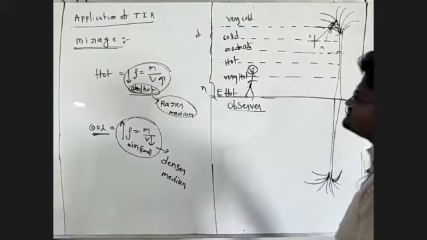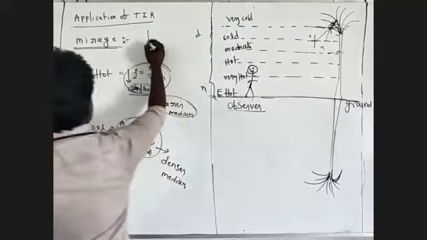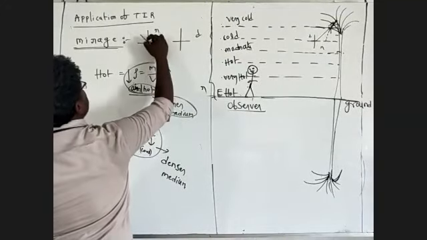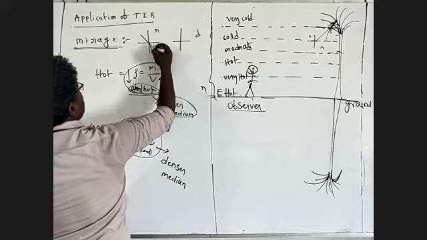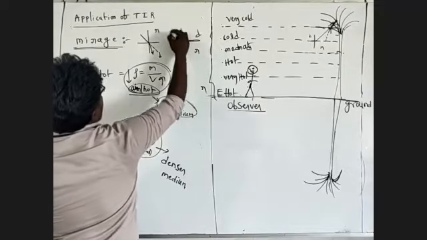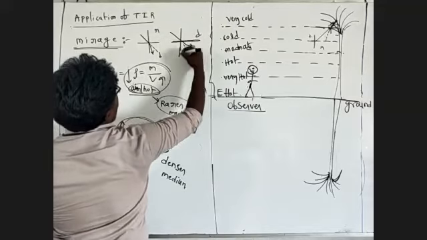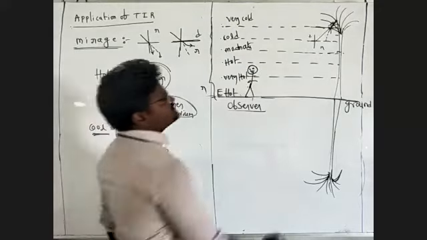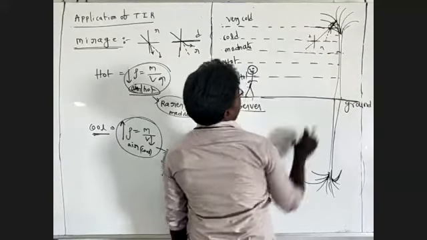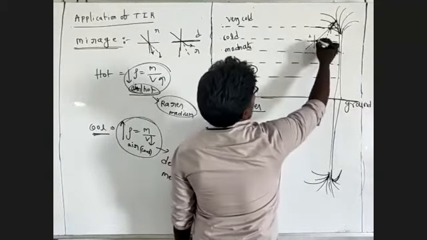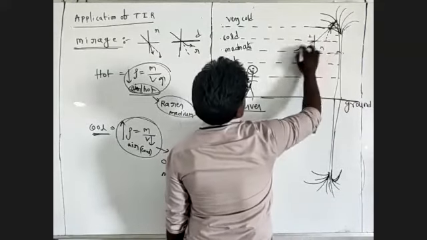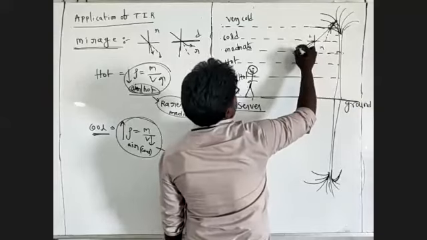What happened? What is the basic point? Light travels from the denser medium to the rarer medium, so what happens? It bends away from the normal. Now we will see this is the actual direction of the incident ray.